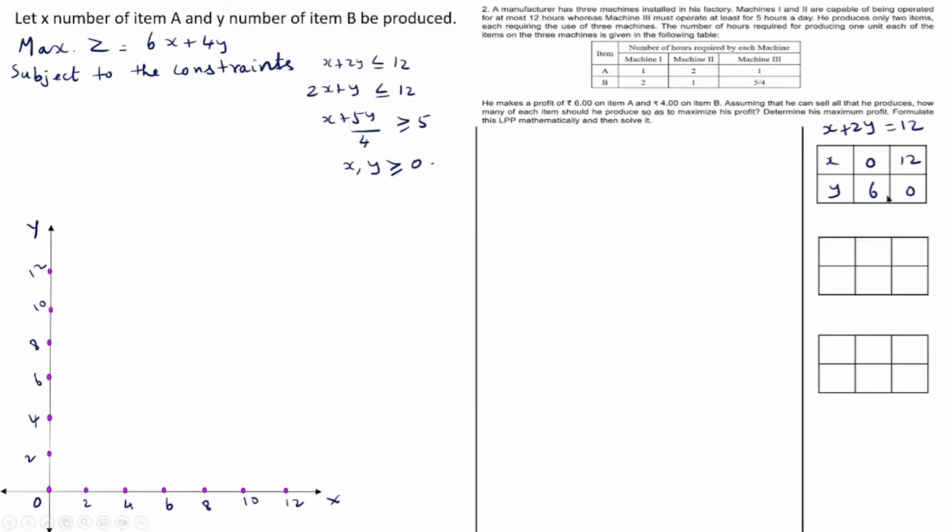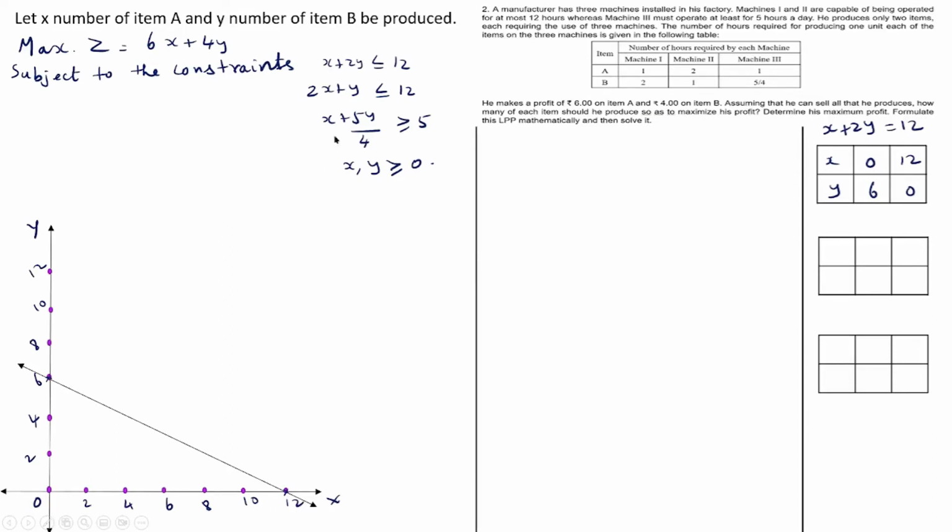So if we have (0, 6), it is a point on the y-axis. This is (0, 6), and (12, 0) is the point on the x-axis. This is (12, 0). Now let us draw a line joining these 2 points. This is the line corresponding to x + 2y = 12. We have the inequation x + 2y ≤ 12. So the region corresponding to x + 2y ≤ 12 is this part.